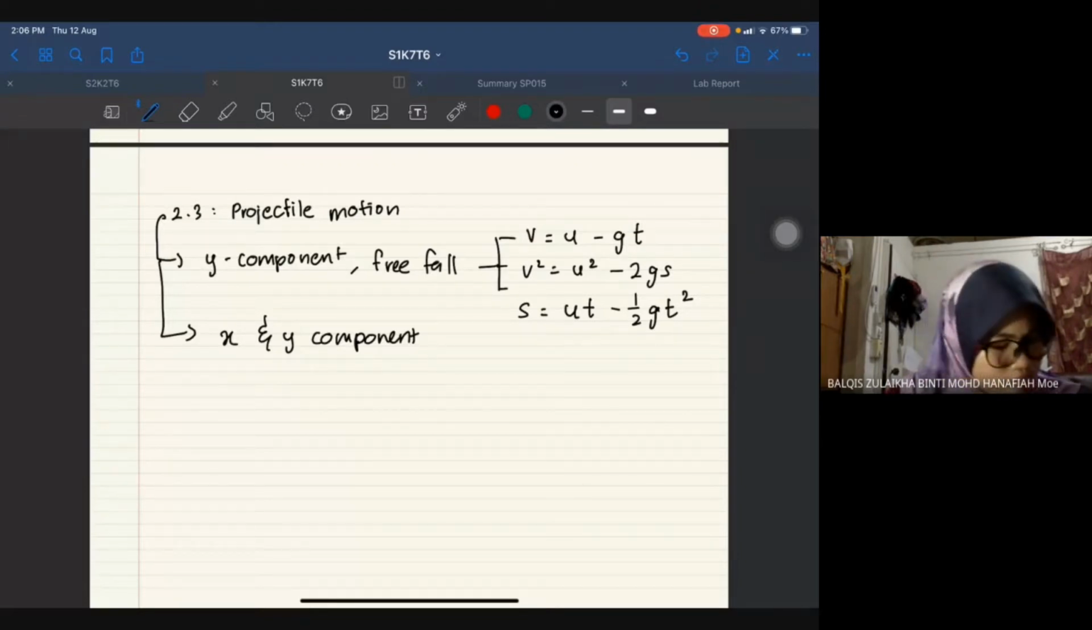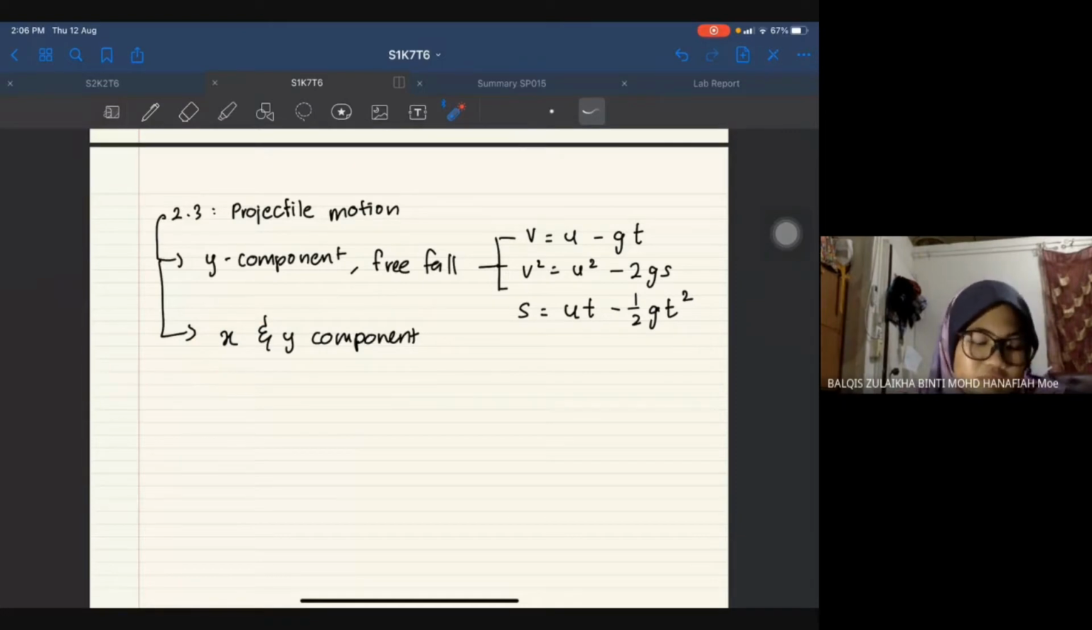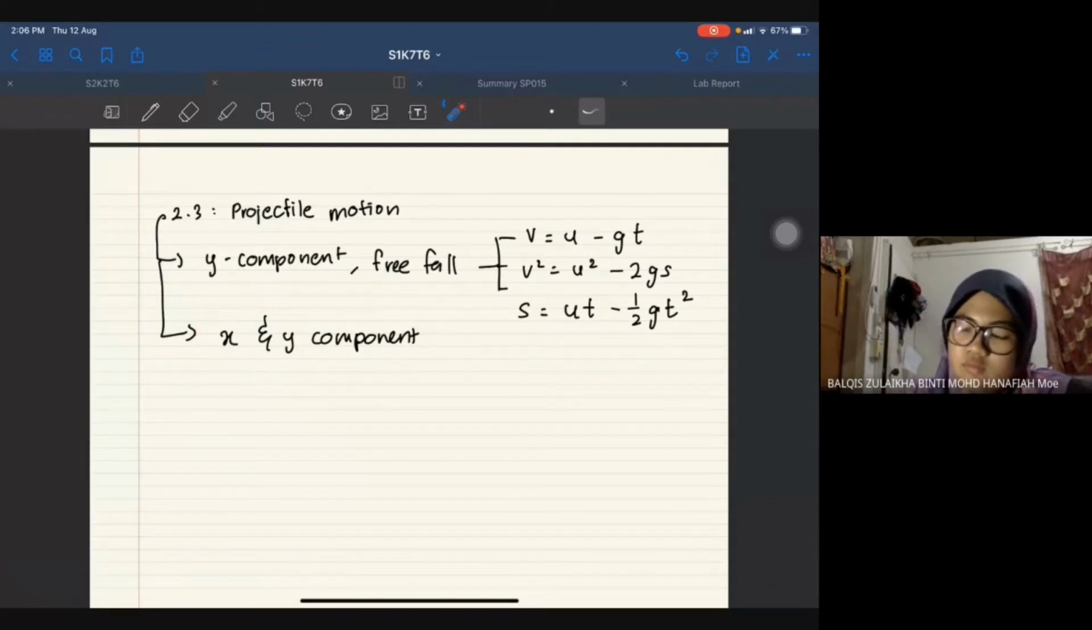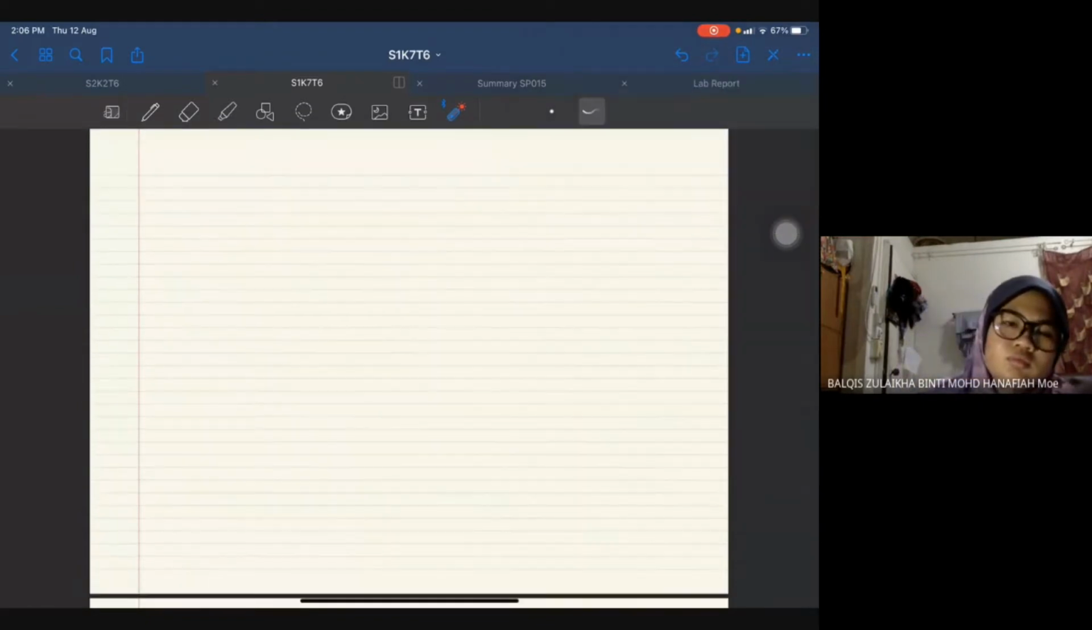I already showed you an example on how to solve the question. So today we're going to proceed with the x and y component. Many people consider this the difficult part of this chapter, but for me it's okay, no problem, it's okay. So don't worry too much. But you need to understand the concept. If you don't understand, please tell me. So I will try to go.